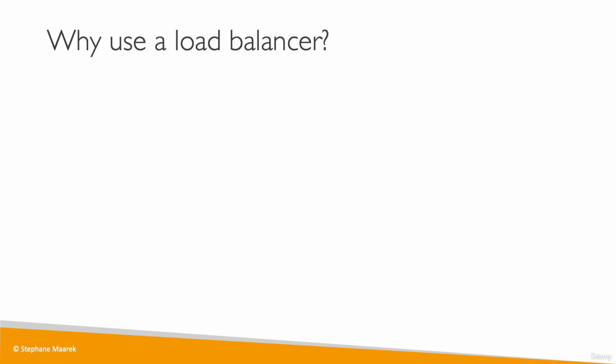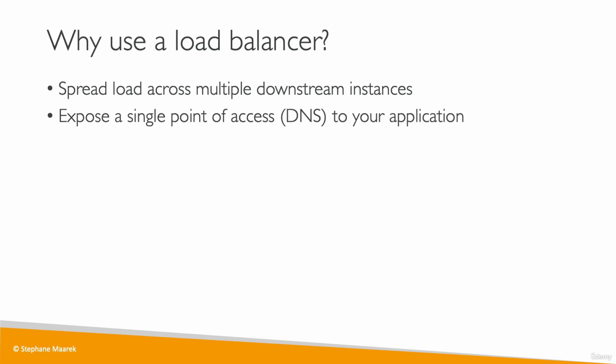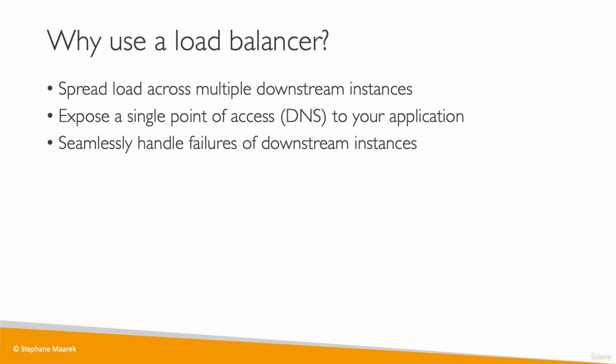So why would you use one? I think it's clear. You can spread the load across multiple downstream instances. You can expose a single point of access, a DNS hostname, for your application. You can seamlessly handle the failures of downstream instances. So we do regular health checks on them, and if one of them is failing, then the load balancer will not direct traffic to that instance. So we can hide the failure of an EC2 instance using a load balancer.